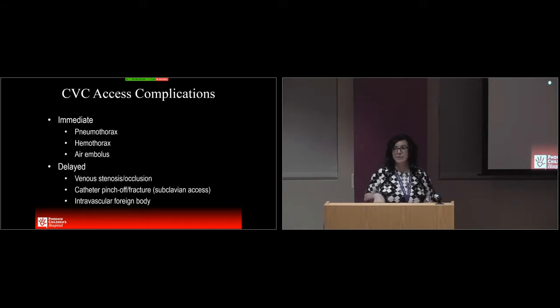Some of the complications with immediate catheter placement include pneumothorax, hemothorax, and air embolus. And there are also delayed complications from line placement, and that includes occlusion or stenosis of the veins. You can have catheter pinch-off or fracture with lines that are placed into the subclavian vein. And then also you can have intravascular foreign body if there's fracture of the catheter.